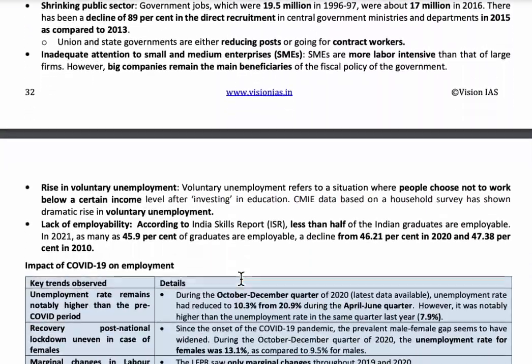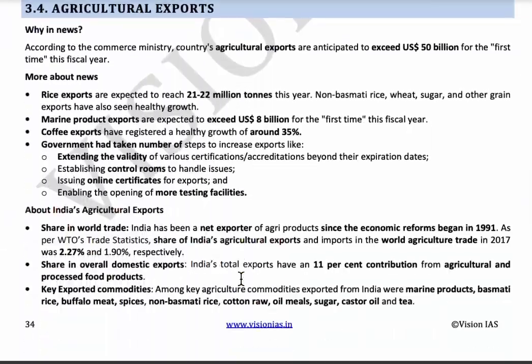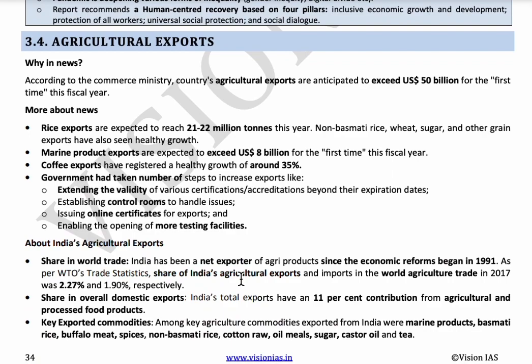The next topic is agricultural exports. So in 2022, the agricultural exports of rice, marine products, coffee, etc. have exceeded $50 billion. And in 2018, India introduced the agriculture export policy to increase the exports, and programs were made to improve this production.